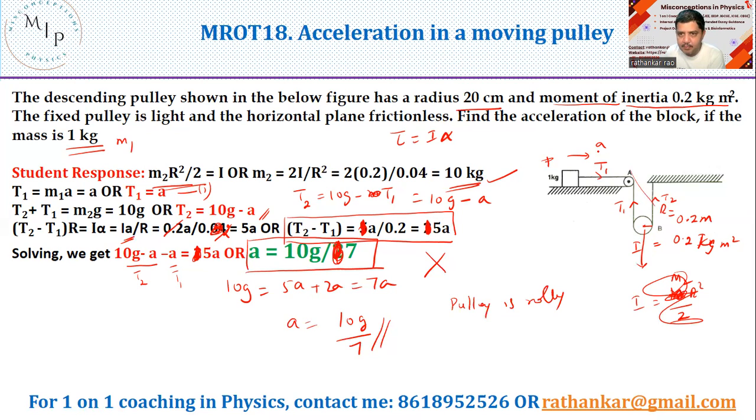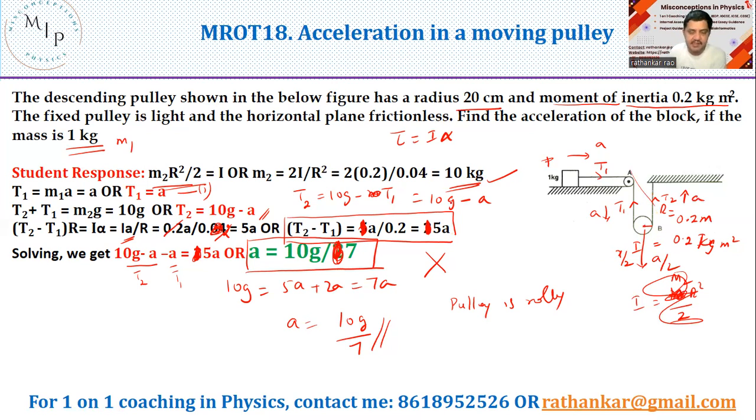Now, if this is being pulled in the direction of acceleration A, this string also moves down with an acceleration A. If this goes down by a distance of X over here, this also goes up by a distance X here, while the pulley will move down by a distance of X by 2. Which means the acceleration of this would be A by 2.